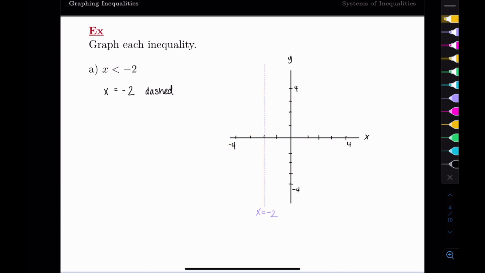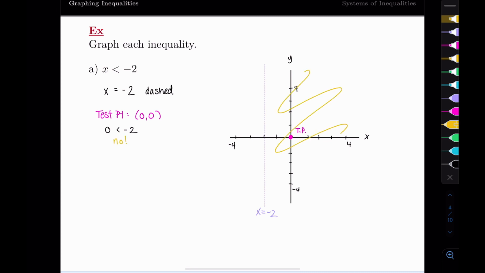That being said, you might not always be able to immediately tell which side you're going to shade. So I want to pick a test point. And anytime you can pick 0, 0, that's definitely going to be your best bet. So our test point, which I'm just going to call TP, is 0, 0. In my inequality, I want to plug in x equals 0 and y equals 0. So plugging in x equals 0, this gives us 0 is less than negative 2. And this definitely does not work. So this means I don't shade the side with the test point. I'm going to shade the opposite side. So this is the region that satisfies my inequality.